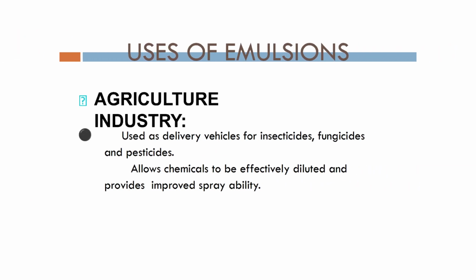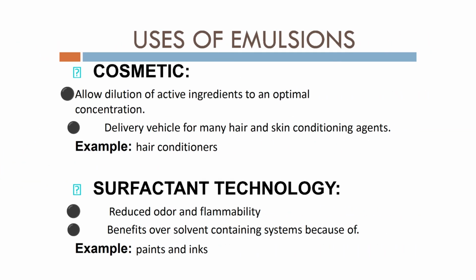Agriculture industry. Used as delivery vehicles for insecticides, fungicides, and pesticides. Using an emulsion allows these chemicals to be effectively diluted with water and provides improved sprayability for even coverage. Cosmetic industry. They allow for the dilution of active ingredients to a safe and optimal concentration. They are the primary delivery vehicle for many hair and skin conditioning agents. A classic example is hair conditioners.